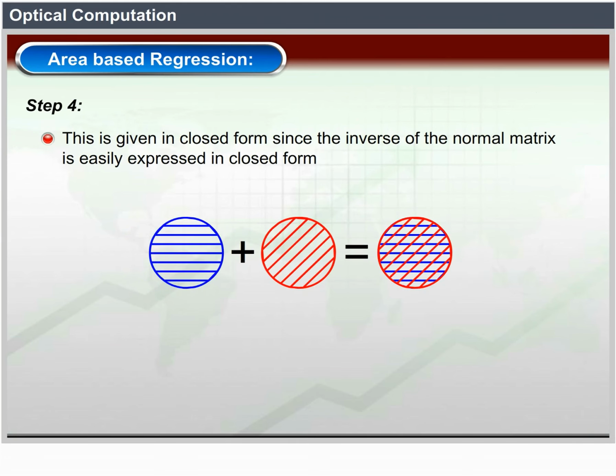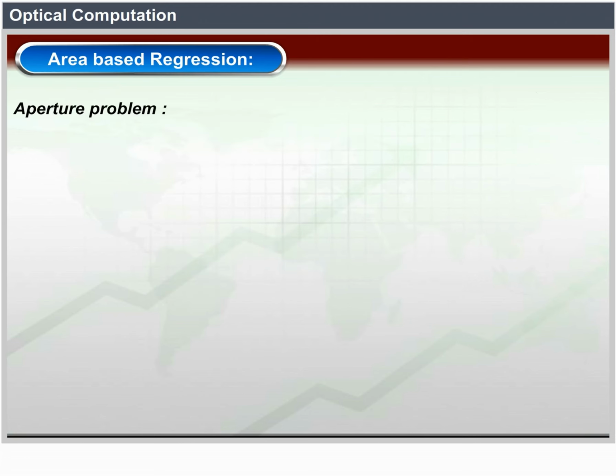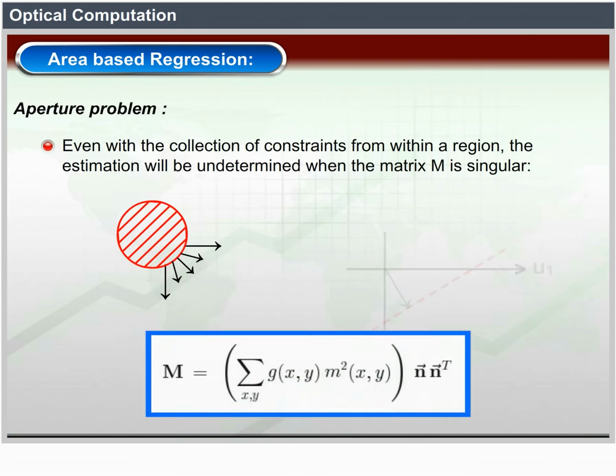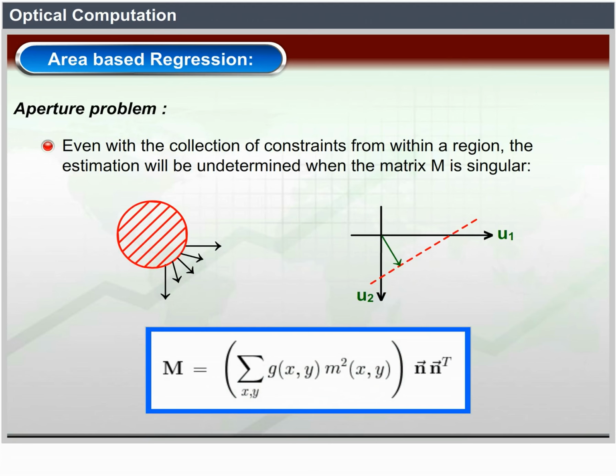Aperture problem. Even with the collection of constraints from within a region, the estimation will be undetermined when the matrix M is singular.